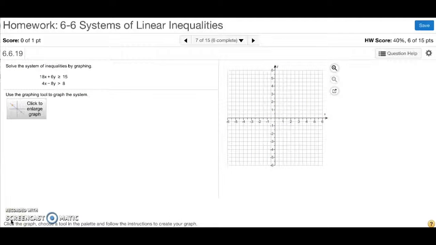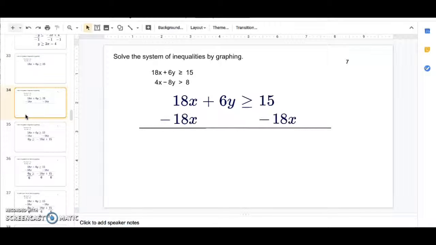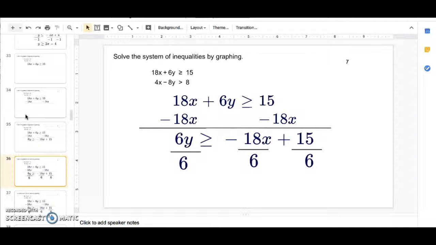Number 7, it is asking us to graph both inequalities. Now, none of these are solved for y. They are not in slope-intercept form, so we have to put it there first. So we have to solve for y for both of them. So starting with the first one, we have 18x plus 6y is greater than or equal to 15. So we need to subtract 18x from both sides first, which will leave us with 6y is greater than or equal to negative 18x plus 15. Now divide everything by 6. You will get y is greater than or equal to negative 3x plus 2.5.